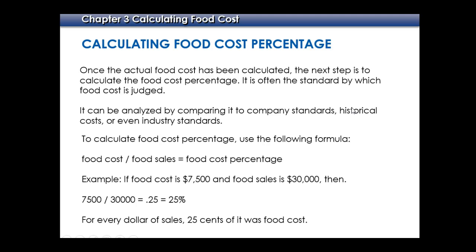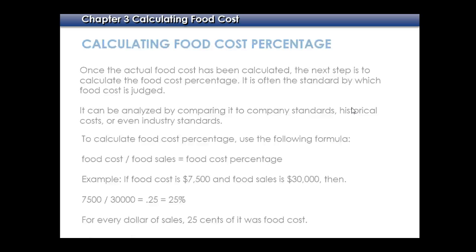That is going to give you a percentage. So the example here, $7,500 in food cost divided by the $30,000. That will give you 0.25. Times that by 100, and you've got a 25% food cost. Just to break it down to make it a little bit more relatable: for every dollar of sales, 25 cents went to the food.